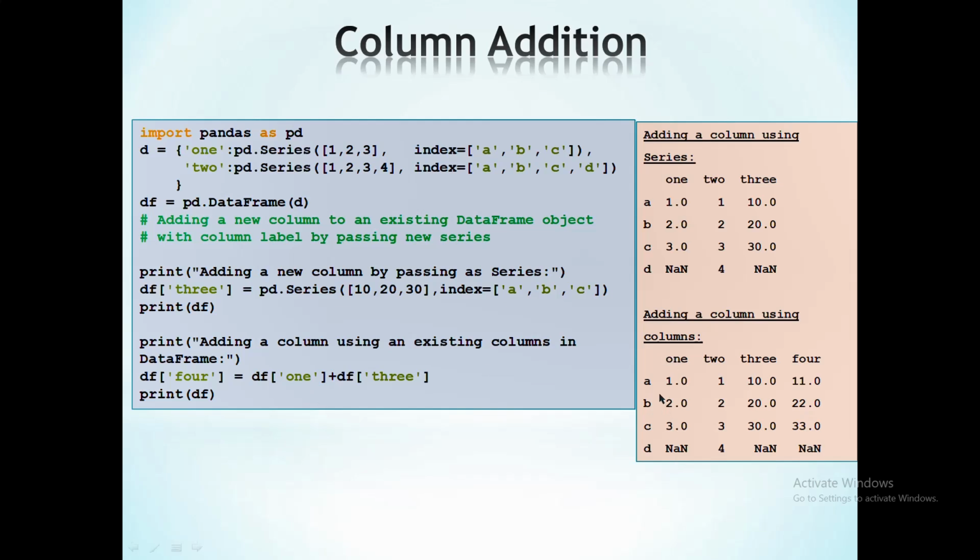Here we are getting the output. Here 1, 2, 3, 4 are the column names, A is the value, and A, B, C, D is the index. So we have created this one. Again we added a column 3 with the values 10, 20, 30. The fourth column is the combination of values from 1 and 3. That is 1 plus 10 is equal to 11, 2 plus 20 is equal to 22, and so on.